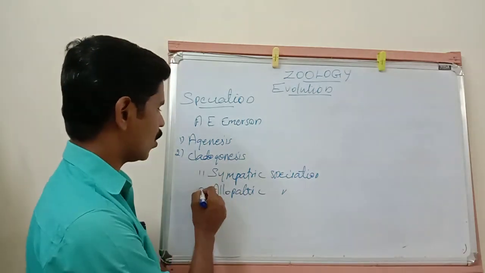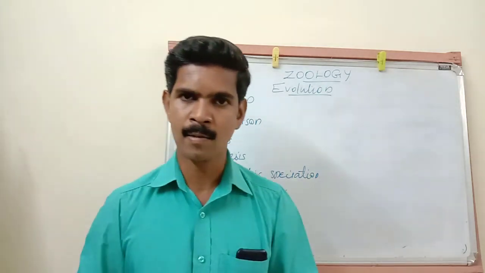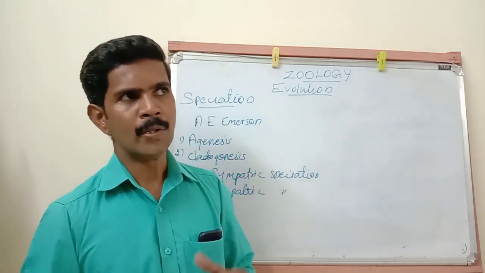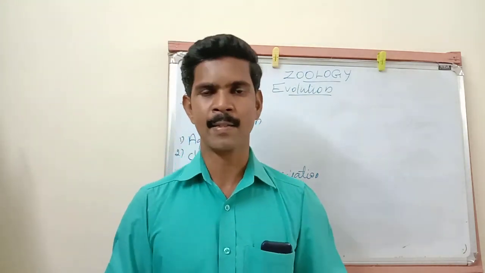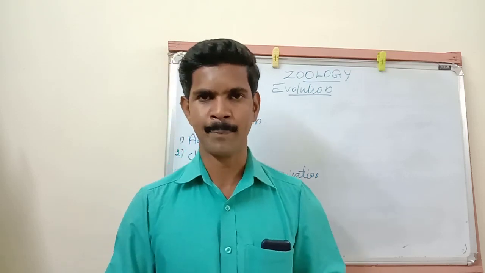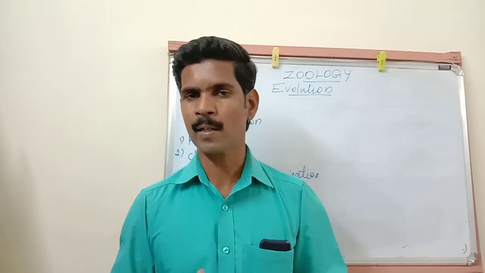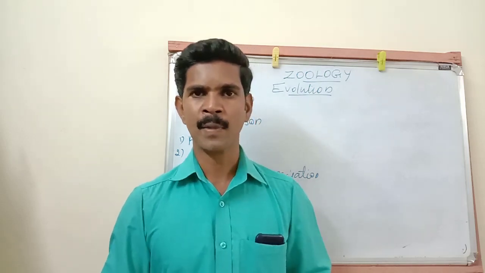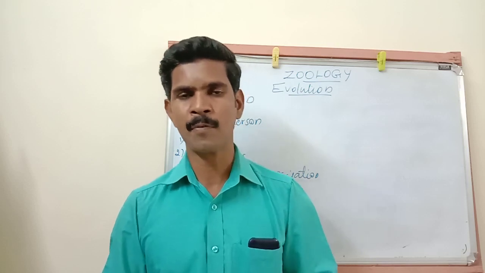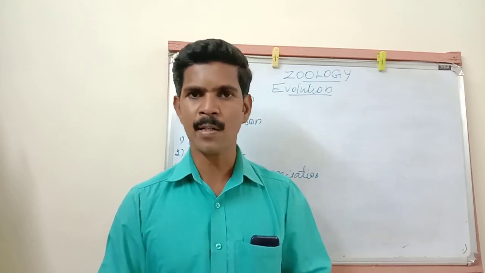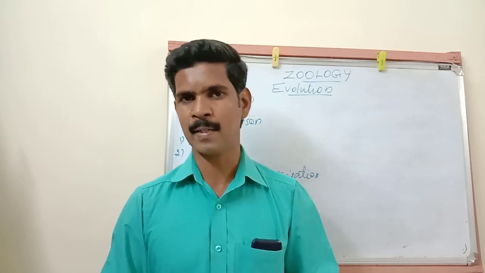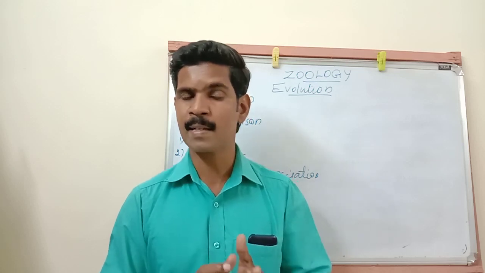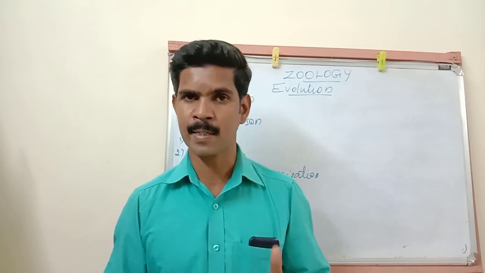Then the second one is allopatric speciation. Allopatric speciation means speciation due to some geographical barriers. Barriers means in Tamil we can say tadaigal. Examples of geographical barriers are a mountain, river, lake, or land division. Because of these geographical barriers, the similar population or similar species is separated or isolated from each other.